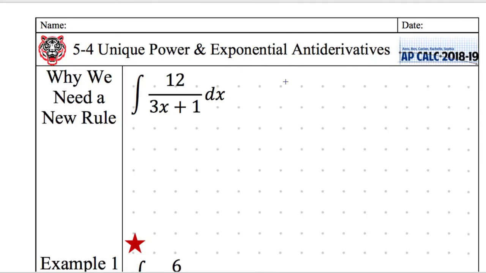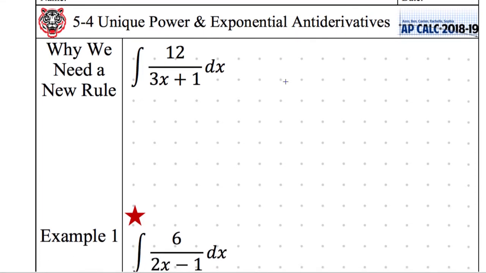Calculus! This is AP Calculus Lesson 5-4, Unique Power and Exponential Anti-Derivatives. Today is one of our longest lessons ever. Let's talk about why we even need to talk about a new rule, because we are learning about a new rule today. Let's go ahead and deal with this guy. Let's use U-Substitution, because I think we need to practice.